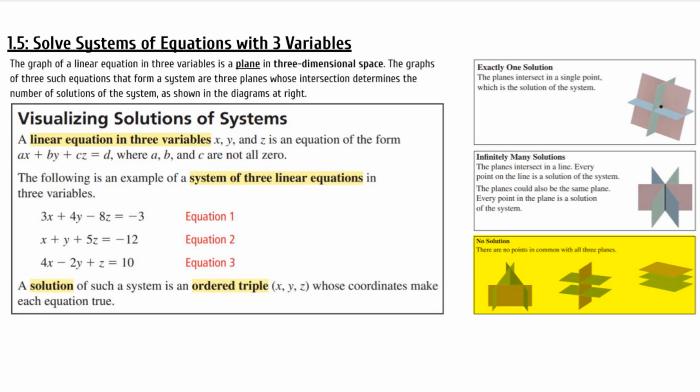There are no points in common with all 3 planes. So some of the planes may have lines in common, but not all 3. Or they could all be parallel planes.